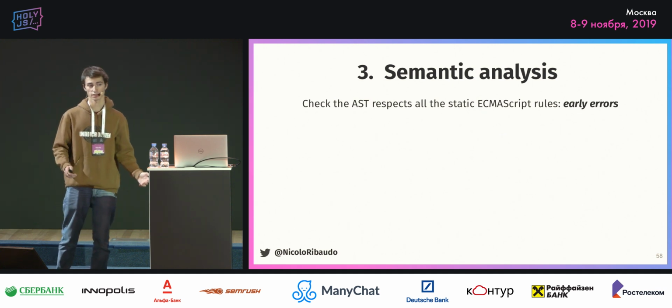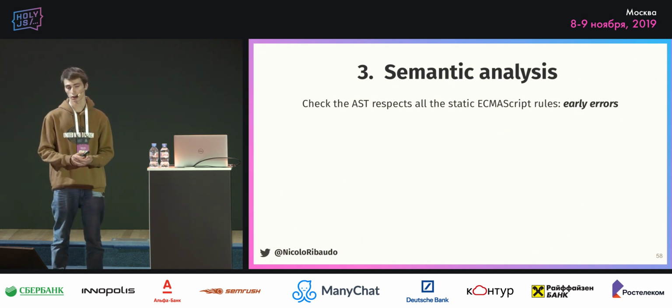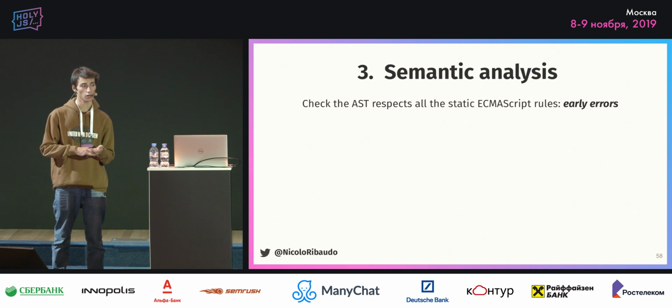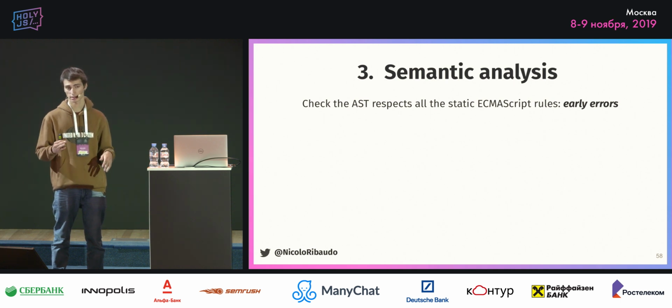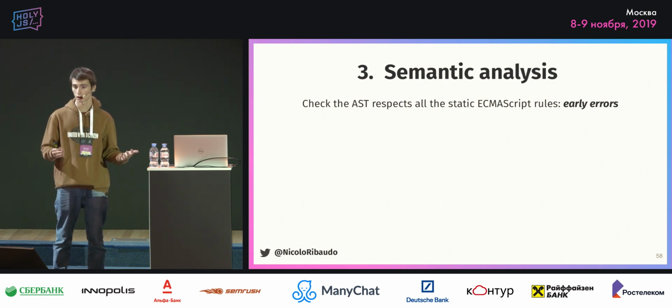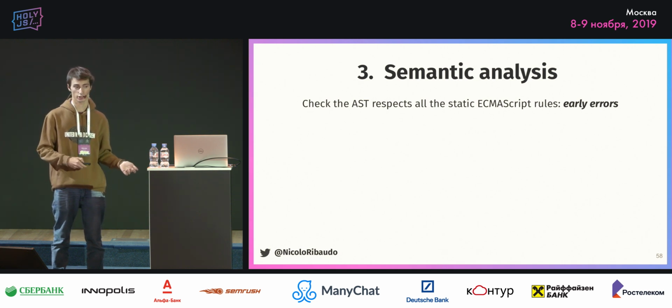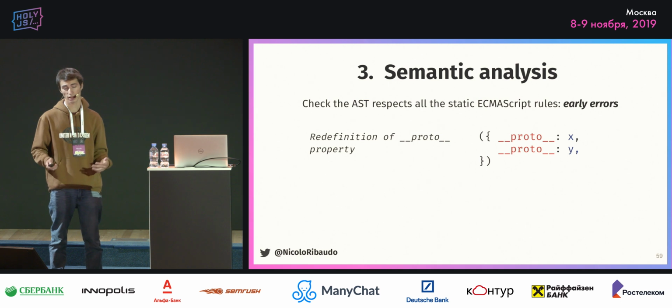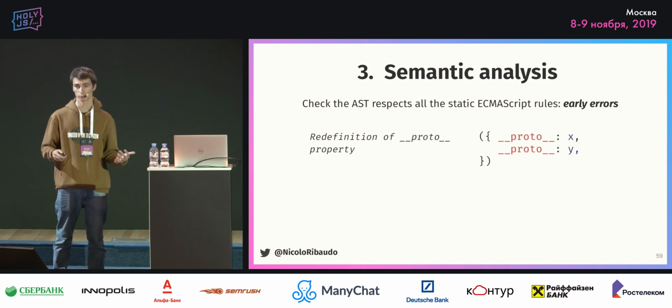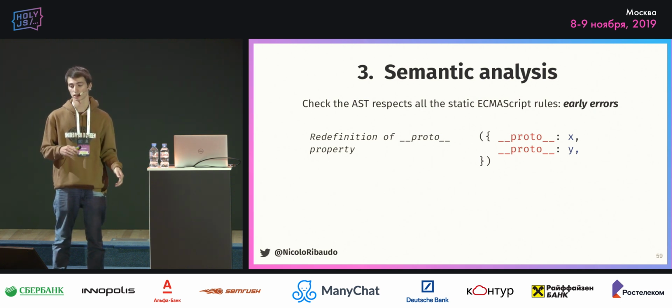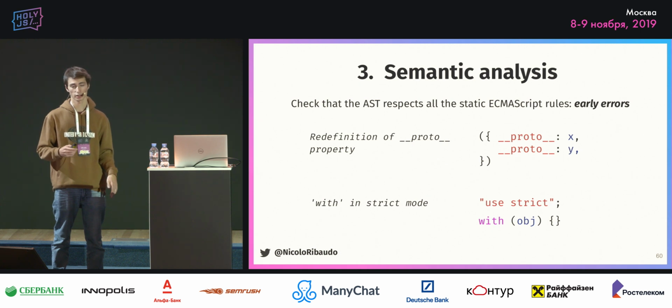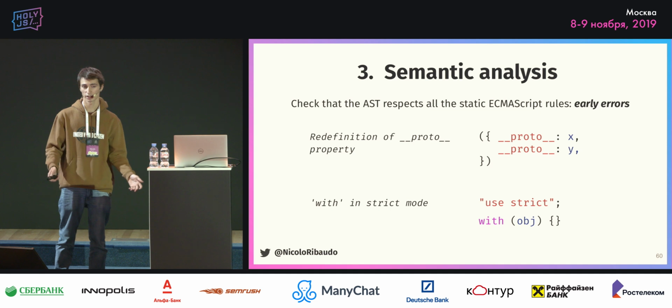The last phase is semantic analysis. At this point, we already have an AST, which represents your program, but JavaScript has some rules which disallow some programs. Those are called early errors. For example, you can't have 2 properties named __proto__ in the same object, or you can't use a few statements like with in strict mode. There are many other rules.